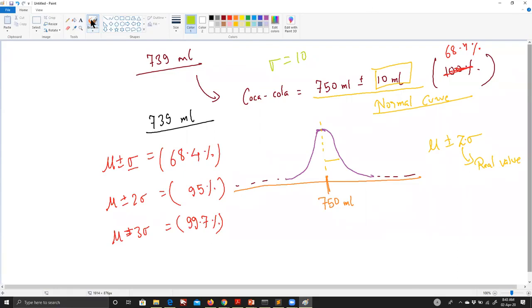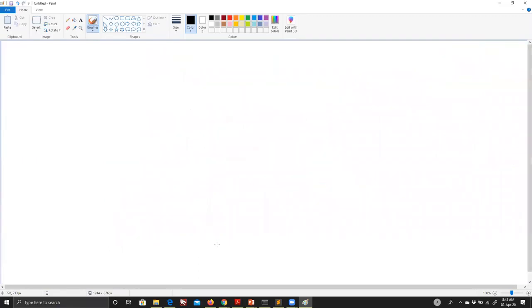Okay. What if the 10 ml was basically 2 standard deviations then? 95% of the bottles will get it. Exactly. And 3 standard deviations then? 99%. Very good. So now look how people will fool you. And this is the point of quality basically.